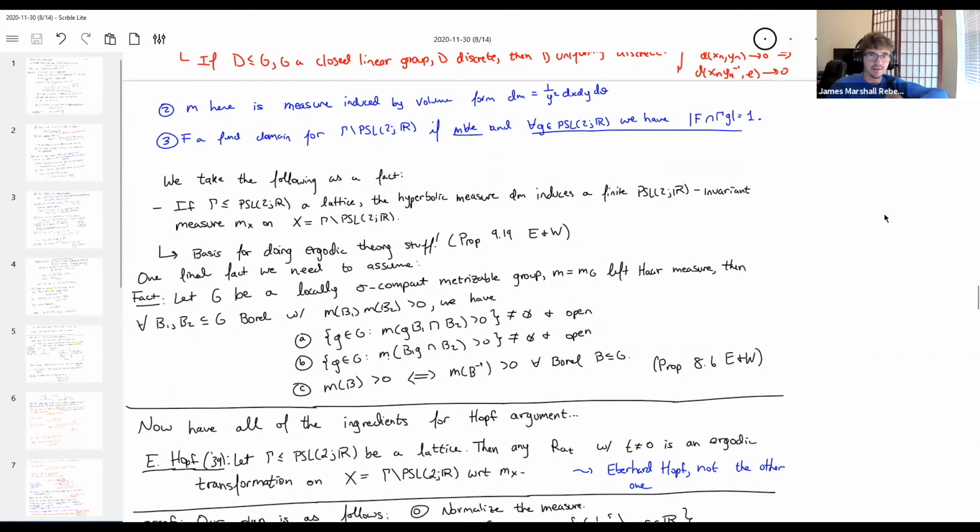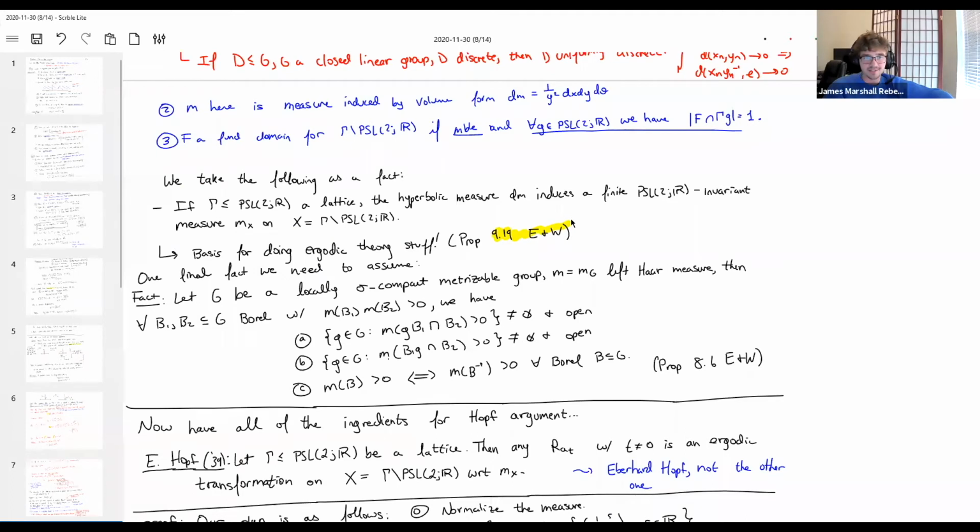So with that, we have this nice fact. If gamma is a lattice inside of PSL2R, the hyperbolic measure for dm induces a finite PSL2R invariant measure on this quotient of PSL2R by gamma on the right. And so this is kind of the basis for doing ergodic theory stuff. And this is found in proposition 9.19 in Einsiedler and Ward.